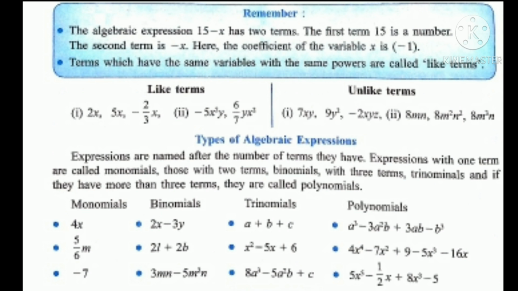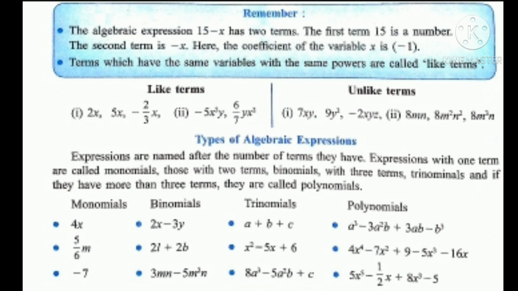For example, monomials. Monomials will have only one term. As you can see in the monomial part, 4x is there, 5 by 6 m, minus 7. So only one term is there. For binomial, two terms are there: 2x, 3y. Two terms are there, 2x and 3y. 2l plus 2b. So two terms you can see. And one more example they have given: 3mn minus 5m cube n. So if they have two terms, then it will be called a binomial.